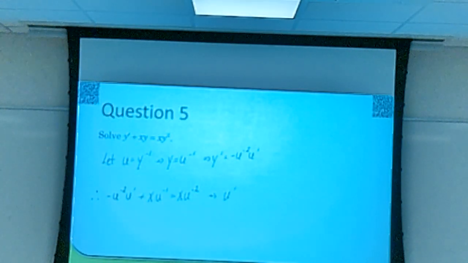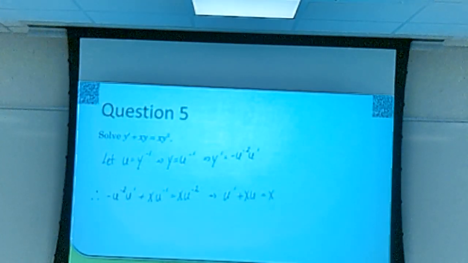Multiply through by a negative u squared. It is now linear in u, and we know how to solve linear equations. What do we have to do? Integrating factor. Which is what? In general, not just for this problem, how do you find the integrating factor? E to the integral of p of x dx.